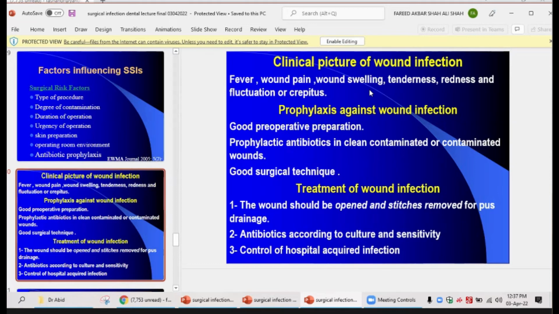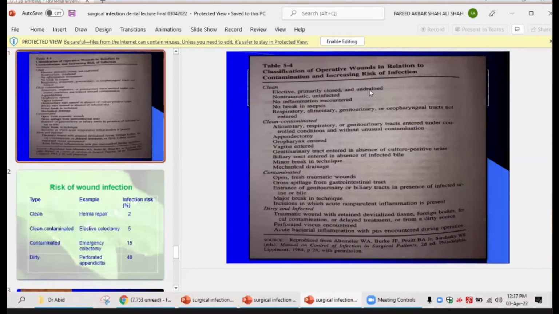Okay, so what are those cases? What do you understand by the word clean surgery, what do you understand by the word clean contaminated surgery, and what do you understand by the word contaminated surgery? This is something I would like to go into more detail, because this decides whether the patient needs any antibiotics or not. Now this is a picture, not a very good one. If you understand now, try to understand what I'm trying to say.